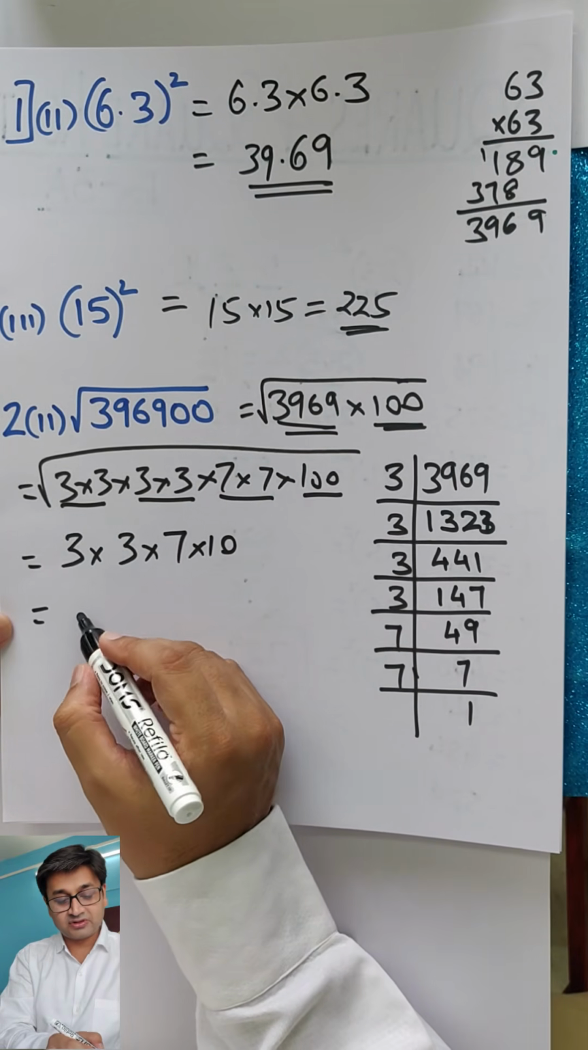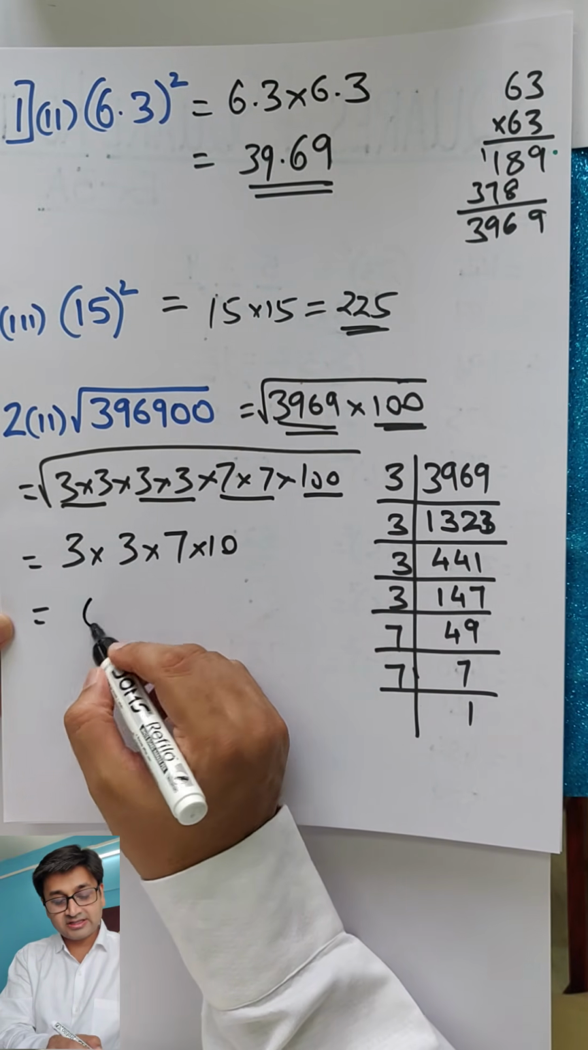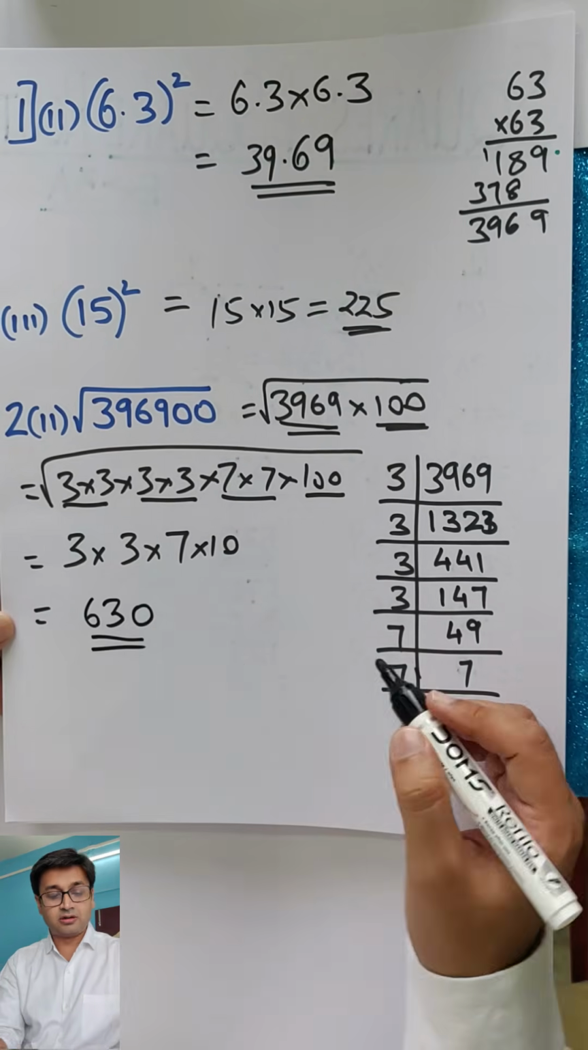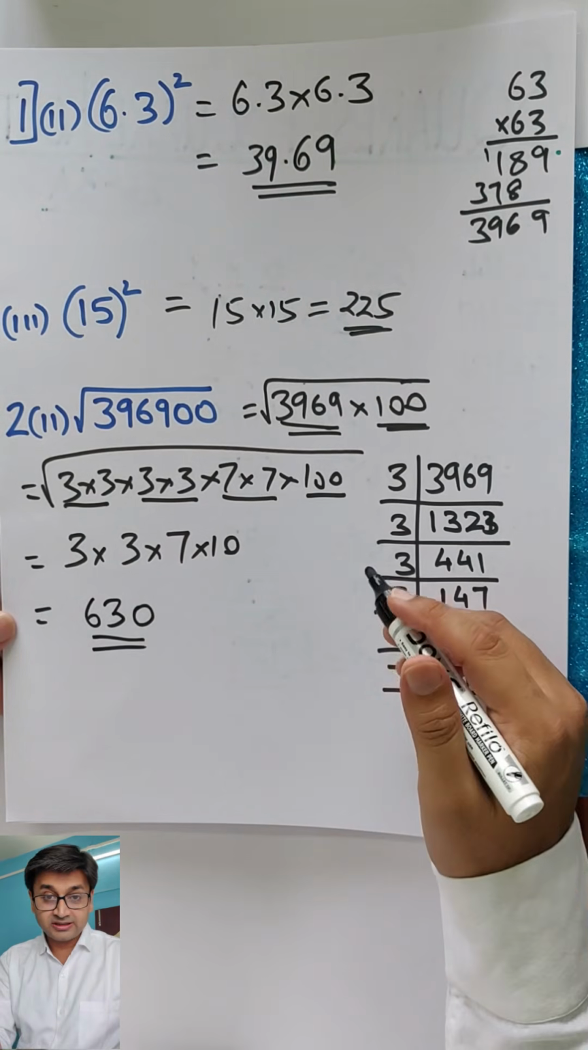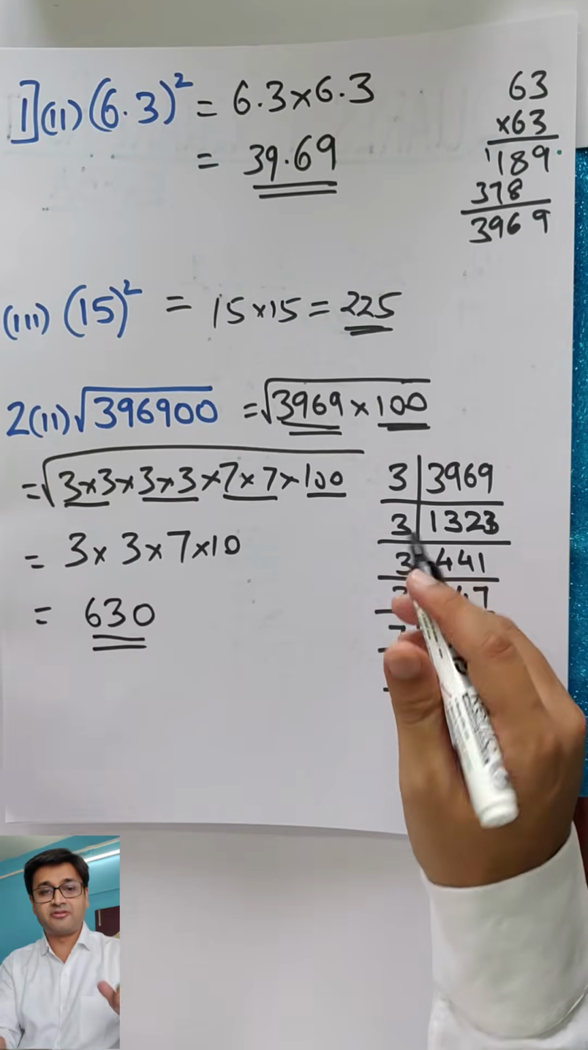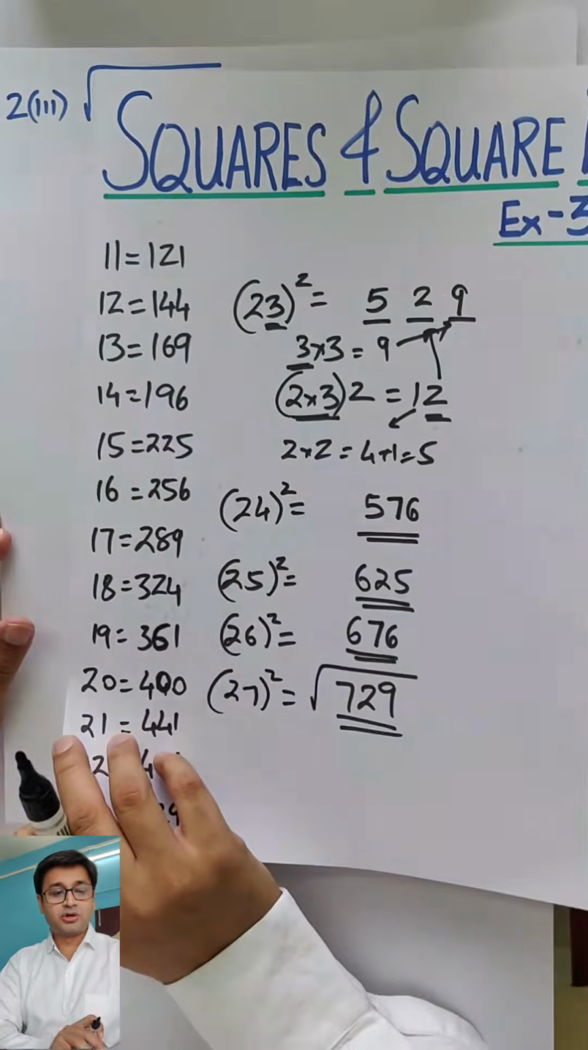So 3 3s are 9, 9 7s are 63 and 1 0. So 630 should be the answer to this. How many got this correct without my help? Pat yourself. Good job. Let's go to the next one.